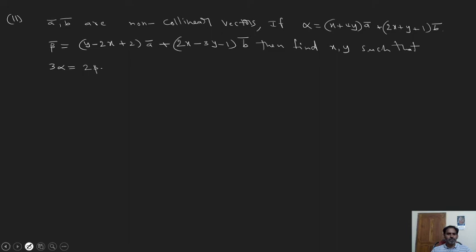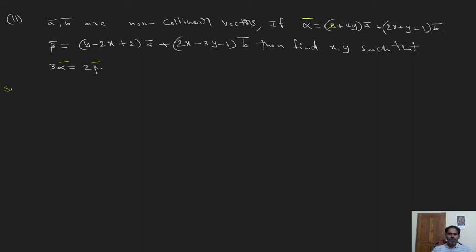Next, question number 10 is completed. Now 11, this is also a short answer question. A bar, B bar are non-collinear vectors. Alpha bar is given as x plus 4y into A bar, plus 2x plus y plus 1 into B bar. Beta bar is given. Find x, y such that 3 alpha bar equals 2 beta bar. This is correct, because here alpha bar and beta bar are vectors.